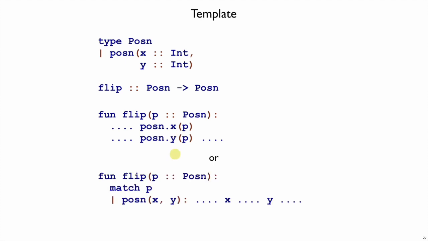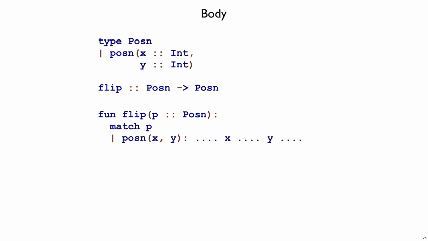Another way to write this function would be to use match and pattern matching, where we cover all the possible cases, which is just one with posn, and we have an x and y field to work with in producing the answer. I'll go with that second version. They're equivalent, but this will turn out to be easier in the long run. And now I'll finish up the body step.